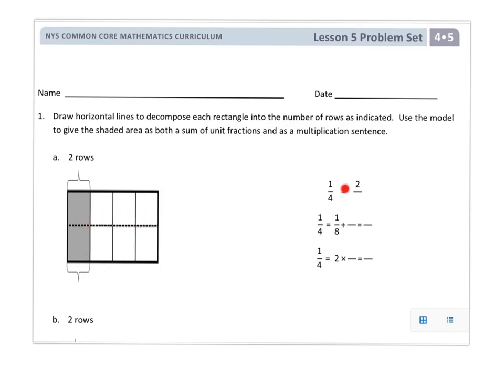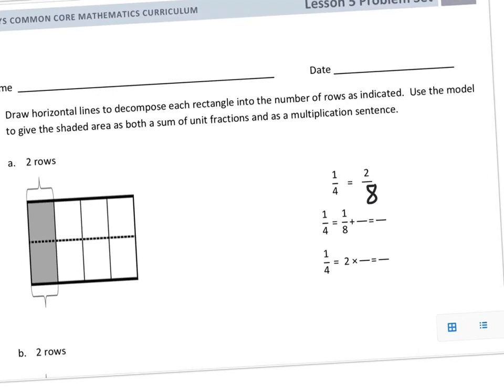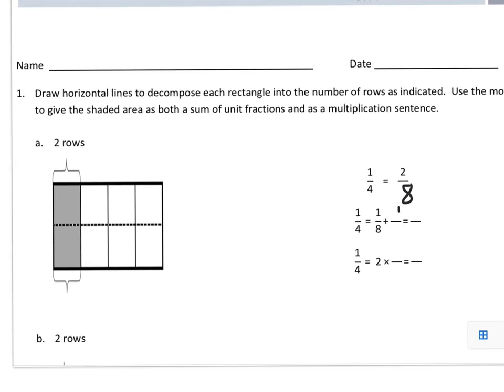And now we have 2 pieces colored in, and they want to know how many total. Well, there's 1, 2, 3, 4, 5, 6, 7, 8. So 1/4 is equivalent to 2/8. And how could you write that? You could also say 1/4 is equivalent to 1/8 plus 1/8, which is equivalent to 2/8. Sorry about my handwriting on this one. That's a little messy.